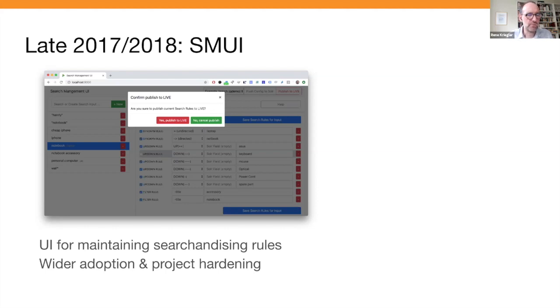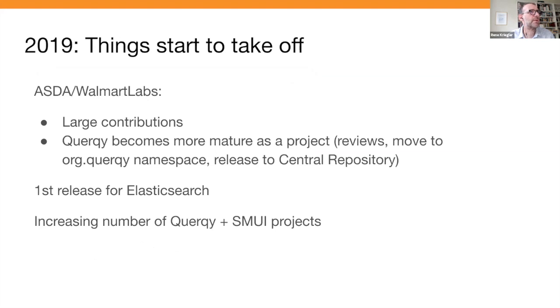This failed horribly because it got too complex, but it also gave us a great starting point for the UI. And SMUI was an important milestone for Quirky and the adoption of Quirky. This enabled the use of Quirky in many more projects, and it also helped harden Quirky a bit. In 2019, I would say things really started to take off.